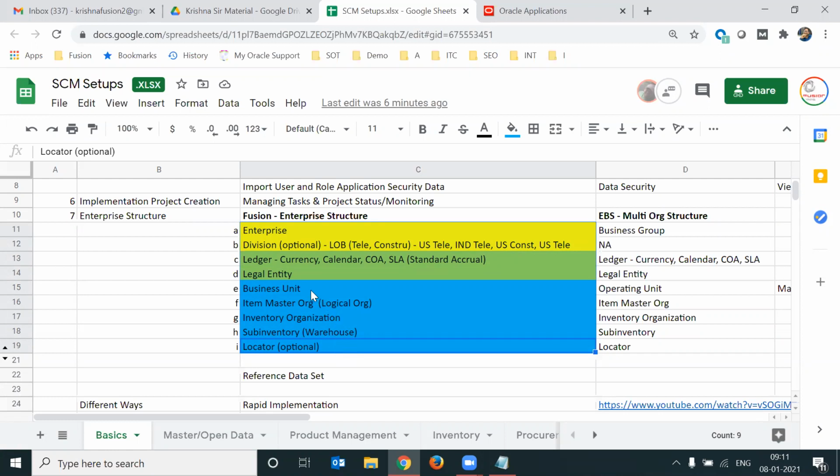Okay, now the comparison which I'm making is for experienced folks who are already working on EBS or Fusion. So I'm giving that comparison to them. Beginners, whatever you understand, just understand it. And if you don't understand any point, you can ignore it, no problem.